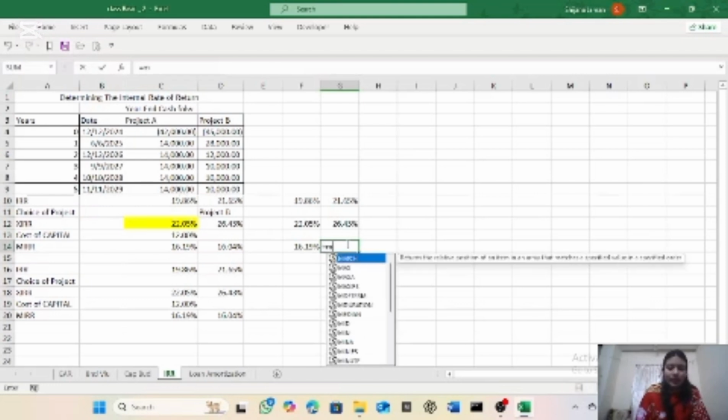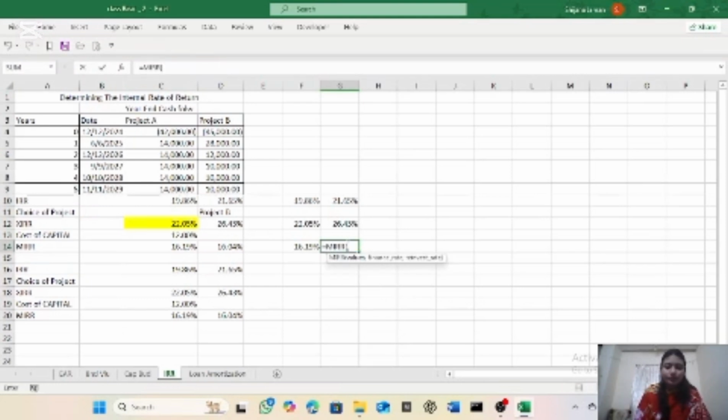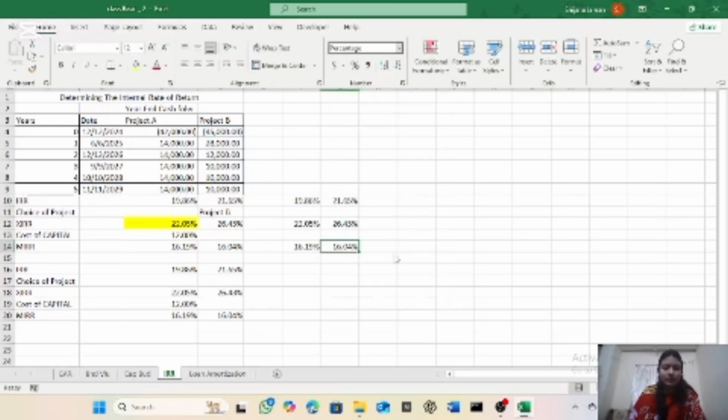In project B, MIRR, values means entire values of project B, comma, reinvest rate is 12% for both project A and project B, comma, finance rate and reinvest rate are the same, 12%. Enter, convert it into percentage. Yeah, 16.04% is our MIRR. Like this we have to calculate IRR, XIRR and MIRR.